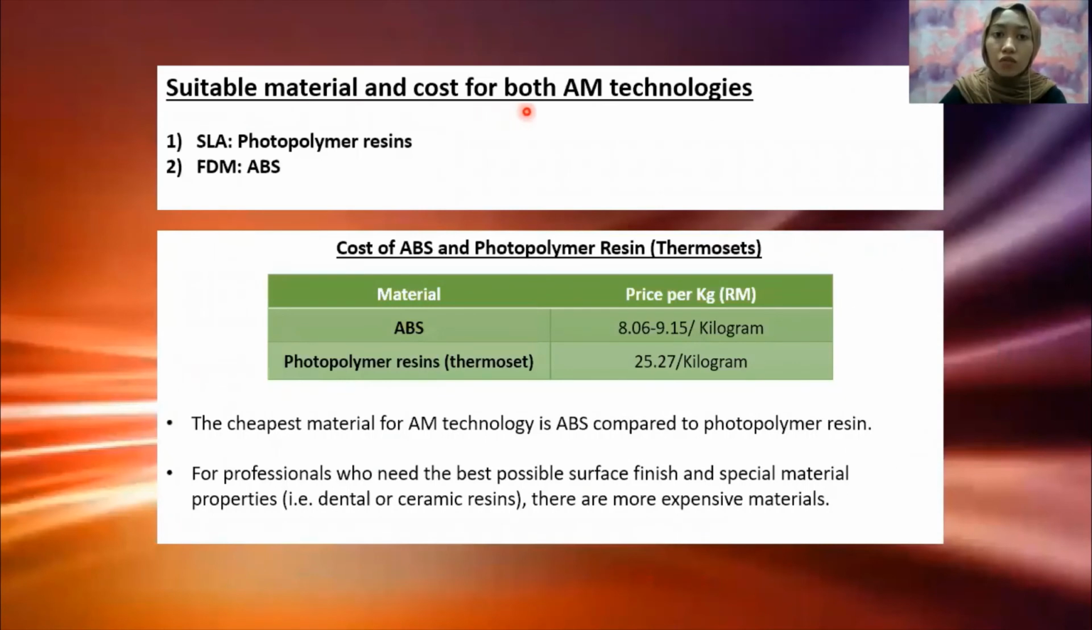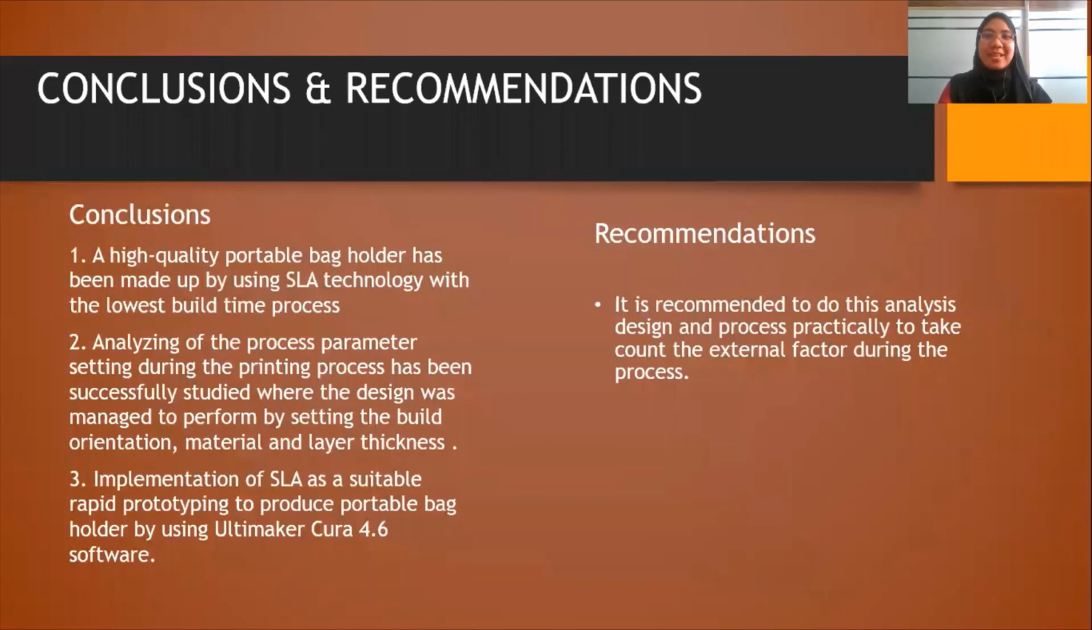Suitable material and cost for both AM technologies in our project. First, SLA, photopolymer resin. Second, FDM, using ABS. Here, we can see that the cost of ABS is cheaper per kilogram than photopolymer resin. So, for professionals who need the best possible surface finish and special material properties like dental or ceramic resin, there are more expensive materials. As a conclusion, a high-quality portable bag holder has been made using SLA technology with the lowest build time process.